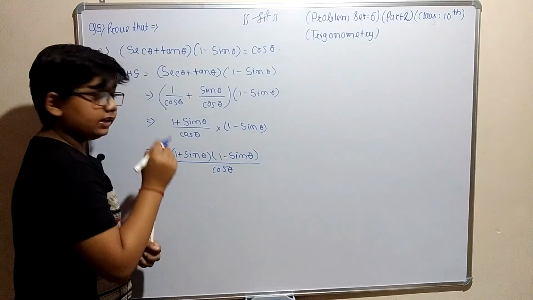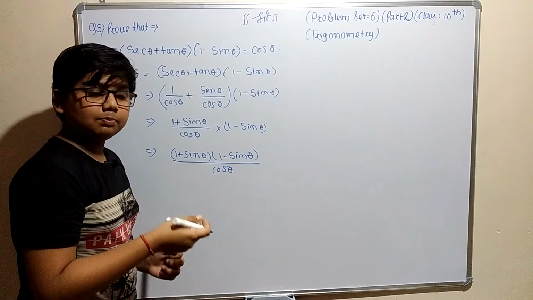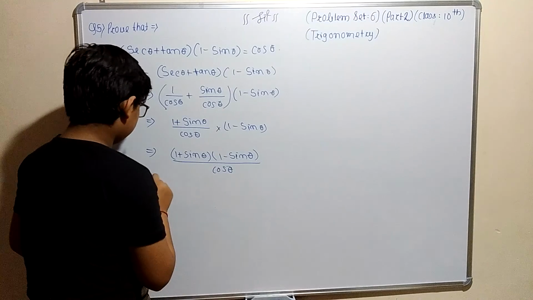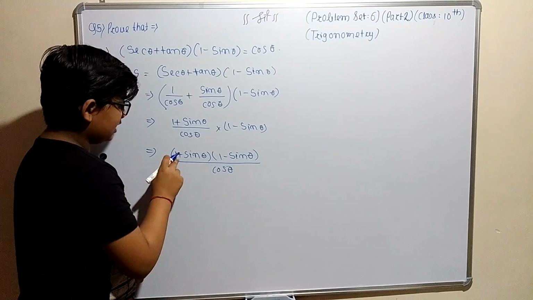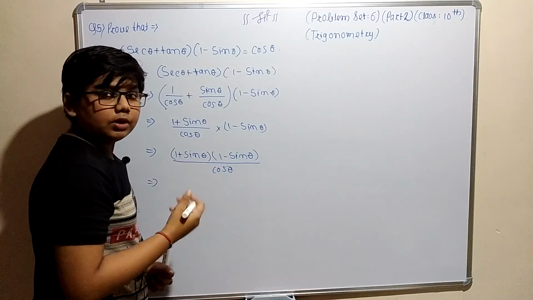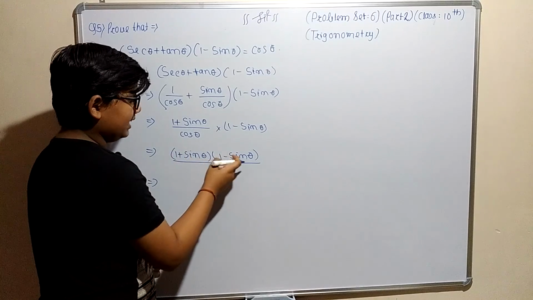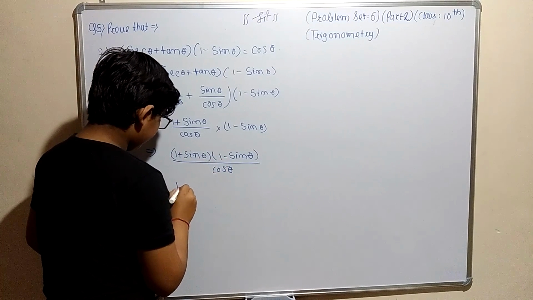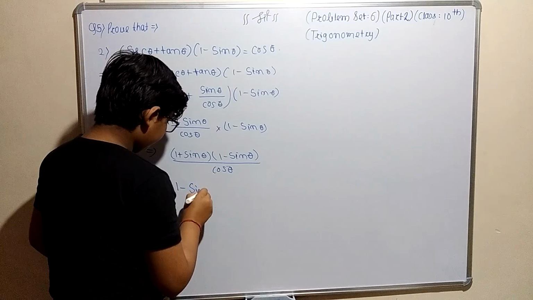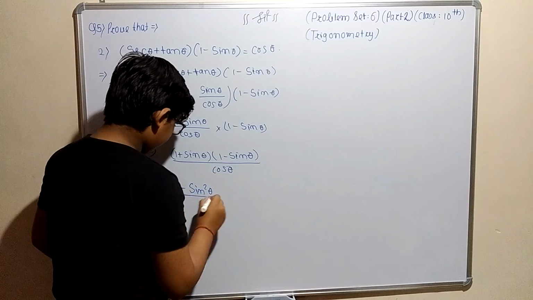Now we know that (a plus b) into (a minus b) equals a squared minus b squared. So next step, we can write it as a squared minus b squared: 1 squared minus sin square theta. That is, 1 minus sin square theta divided by cos theta.